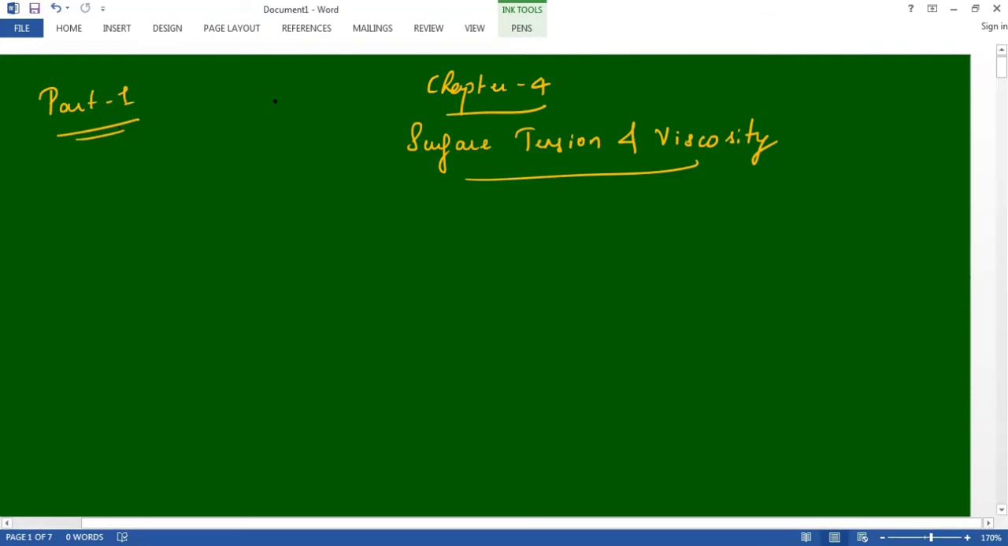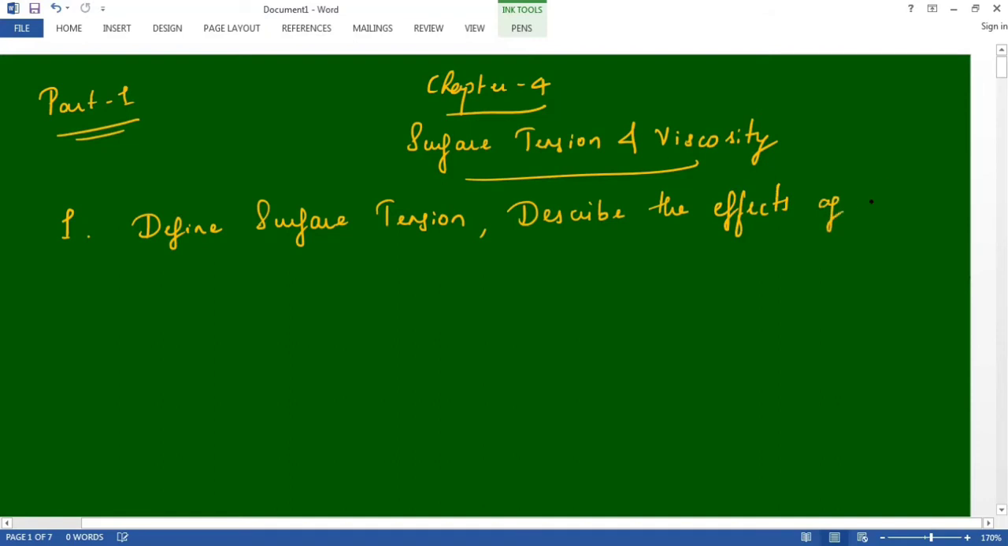Let us begin with question number 1: define surface tension. Describe the effects of surface tension. So let us discuss this question.